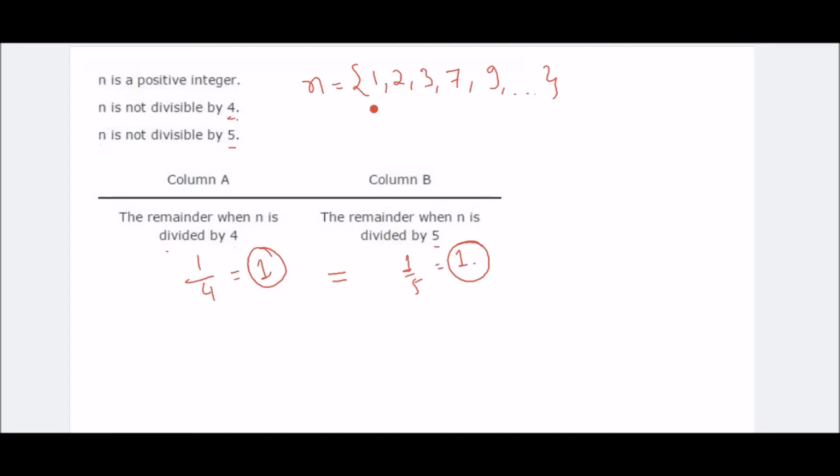What if N is 9? Let's see. 9 divided by 4, the remainder will be 1. And 9 divided by 5, the remainder will be 4. And for this condition, quantity B is greater. So there is no fixed relation between column A and column B. We cannot determine what the relation exactly is between them. That's why we have to choose option D.